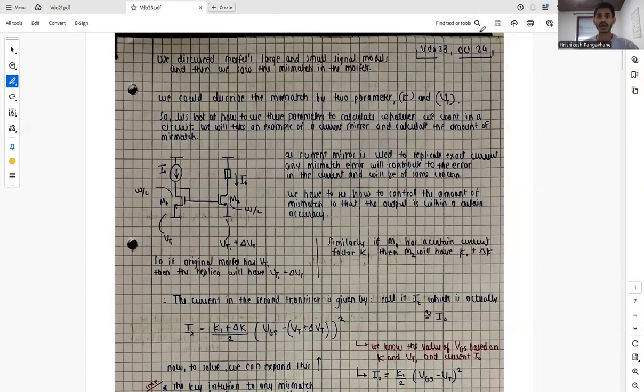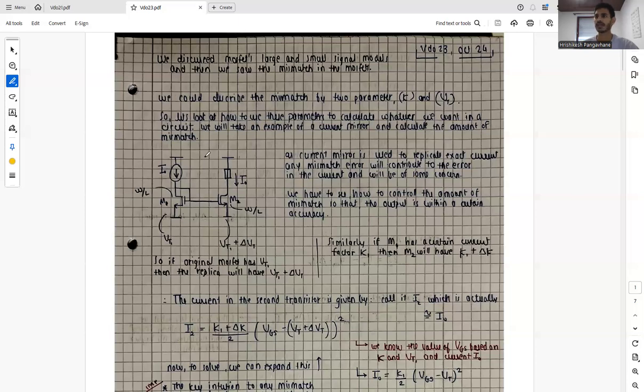Welcome to the video. We discussed MOSFET's large and small signal models, and then we saw the mismatch in the MOSFETs. Now we can describe the mismatches by two parameters, which are our K, a constant, and the VT. So let's look at how to use these parameters to calculate whatever we want in a circuit, and we will take an example of a current mirror and calculate the amount of mismatch.